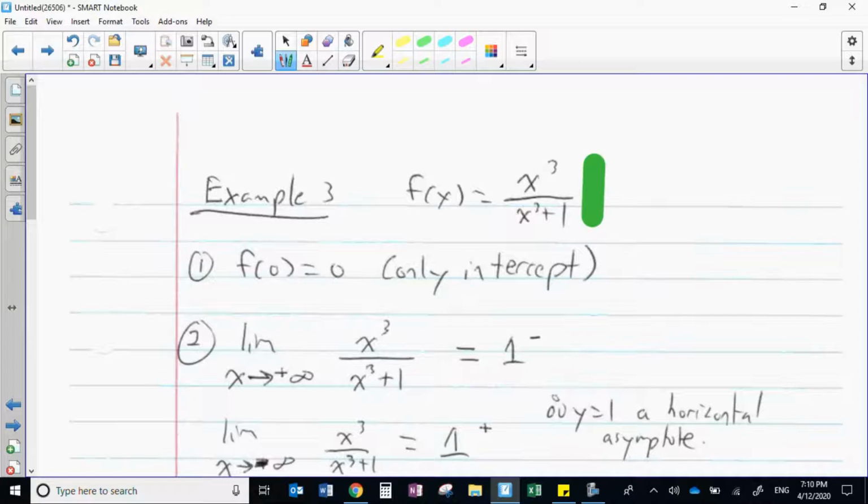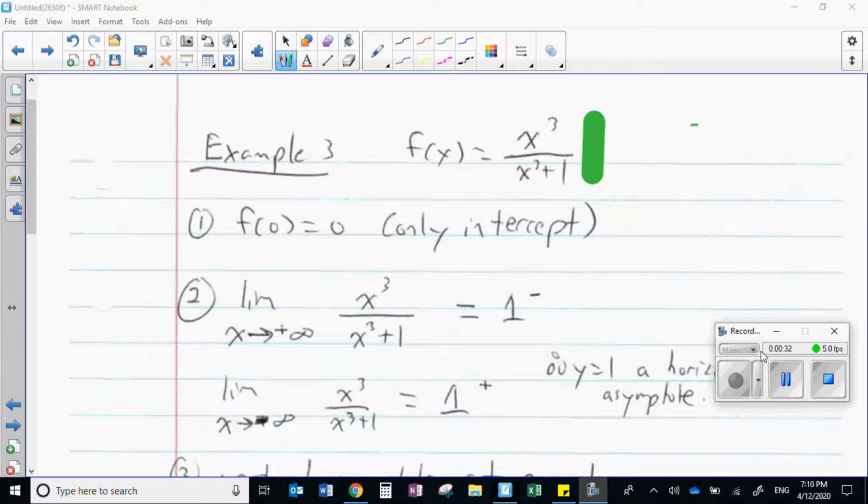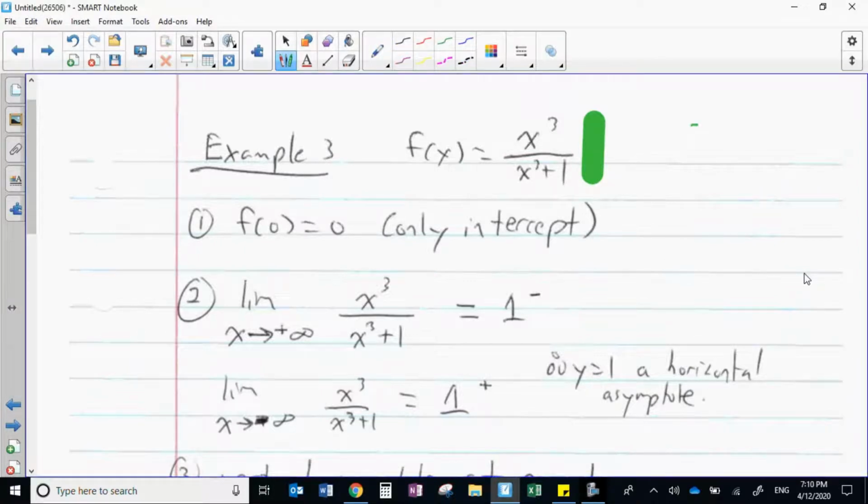X cubed divided by x cubed plus 1, another rational function. So the only intercept is f of 0 equals 0. If you plug in x equals 0, that's what you get. It's the only x or y intercept, so this one goes through the origin. Okay, let's look at the end behavior next. The limit as x approaches positive infinity. Okay, so just like the last example, we want to look at what terms are significant here. Notice again the plus 1.